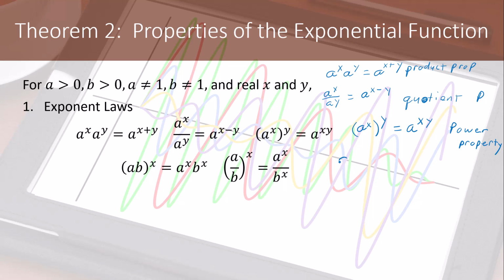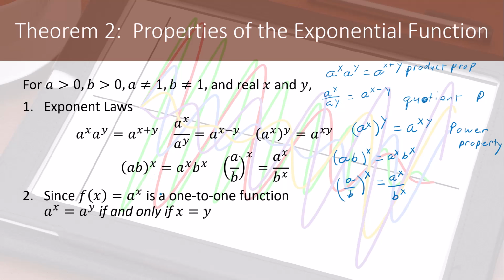Basically, if we have the product of two bases, a and b raised to the x power, that is the same as a to the x times b to the x, or in the quotient sense, a divided by b, all that raised to the x power. That's nothing more than a to the x divided by b to the x. And of course, you can't do the x minus y here because if you'll notice, they both have different bases.